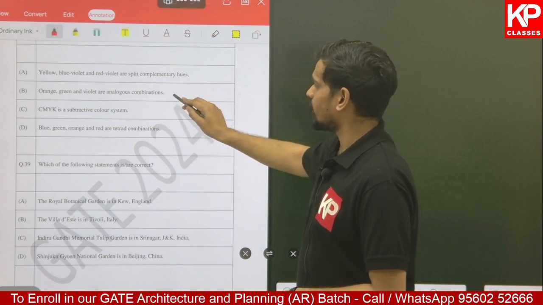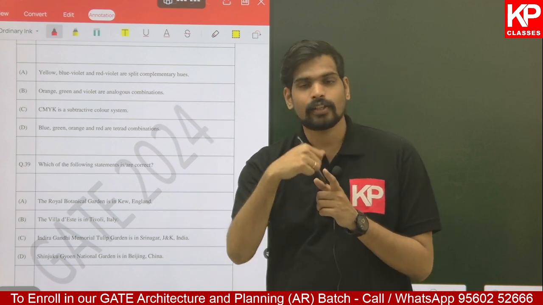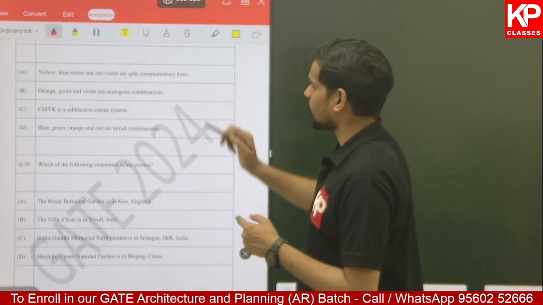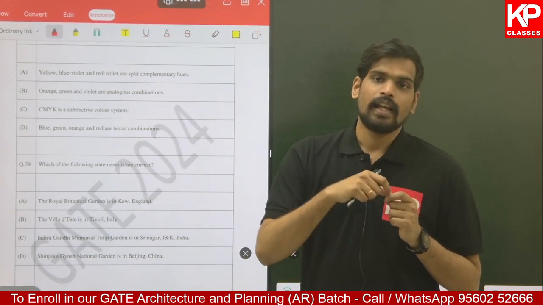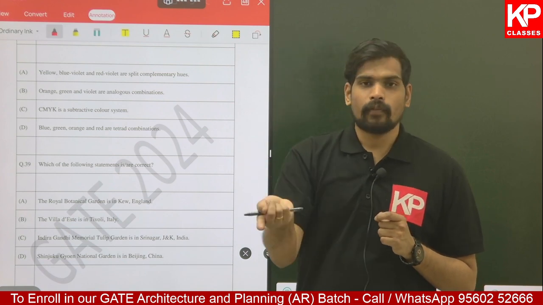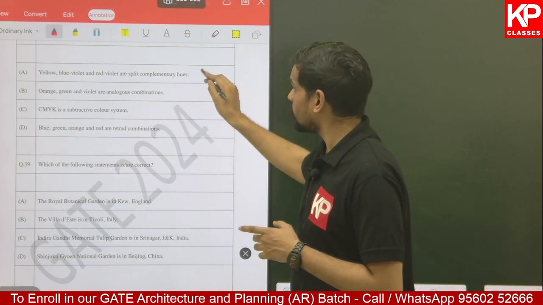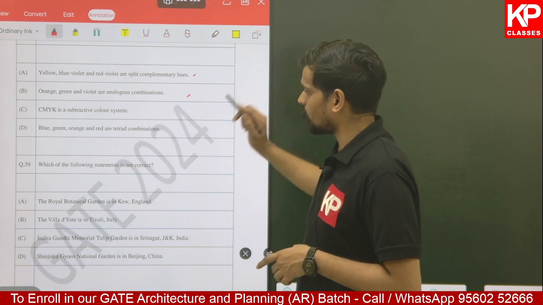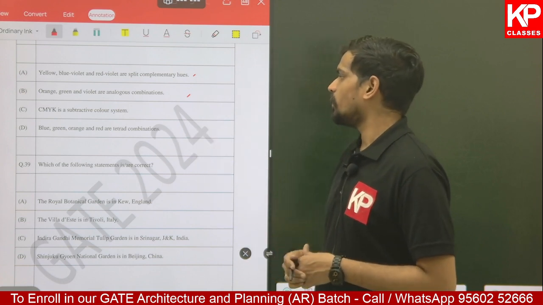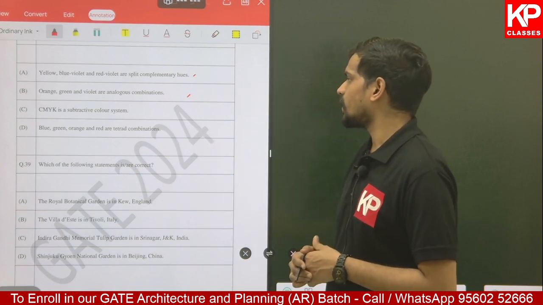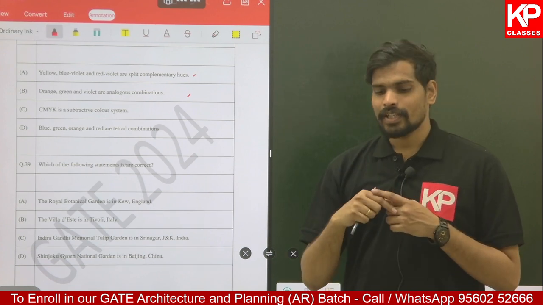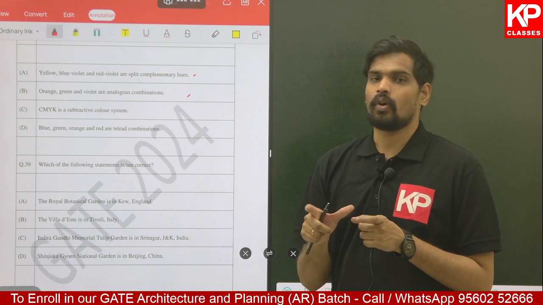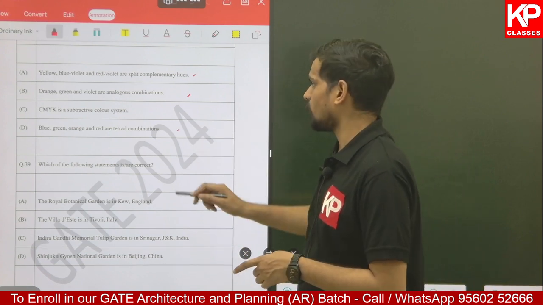Orange, green, violet are analogous combination. Analogous colors are continuous colors on a color wheel. Split complementary are basically a set of three colors where you have a color and two more colors on each side of its complementary. You need to know the definitions to answer these questions. We'll look into that also. Then you have blue, green, orange, red are tetradic color combination. Tetradic is a set of four colors, which is a combination of two sets of complementary colors. We will look into that also.